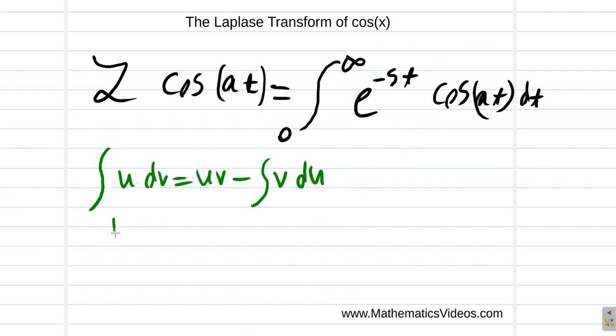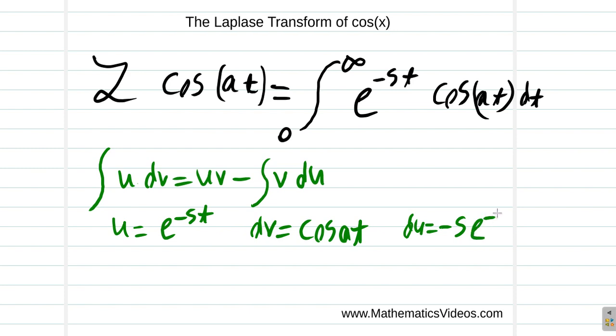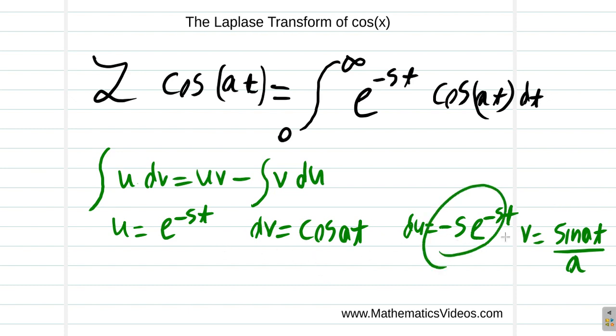So u is equal to e to the negative st. dv is equal to the cosine of AT. Therefore, du would be equal to negative s e to the negative st, and v, when you integrate cosine, you get sine. So in this case, it's going to be sine AT divided by a. Alright?